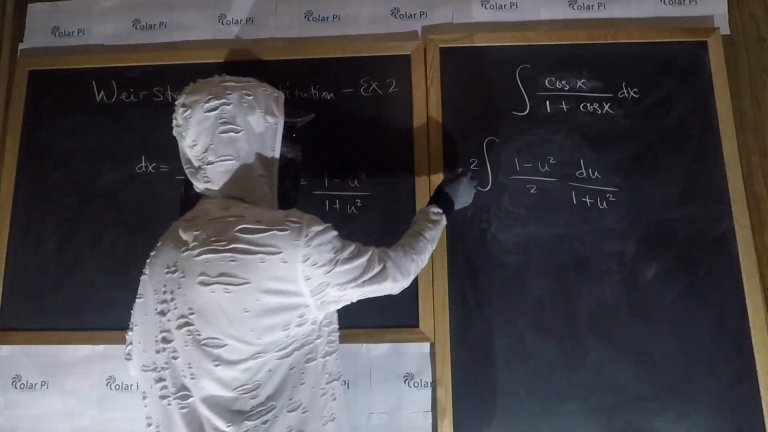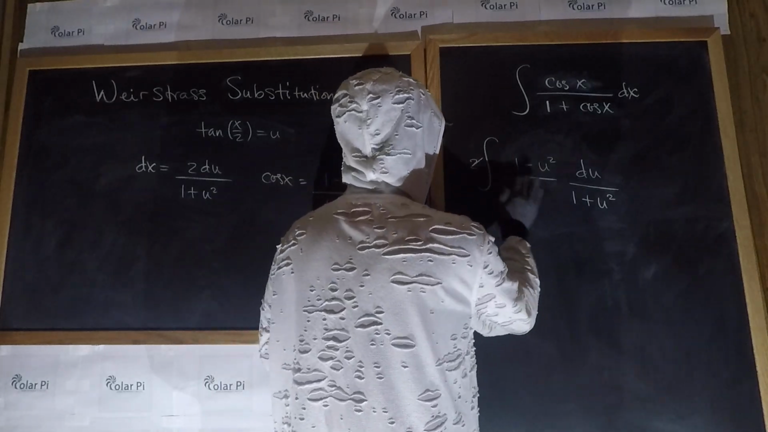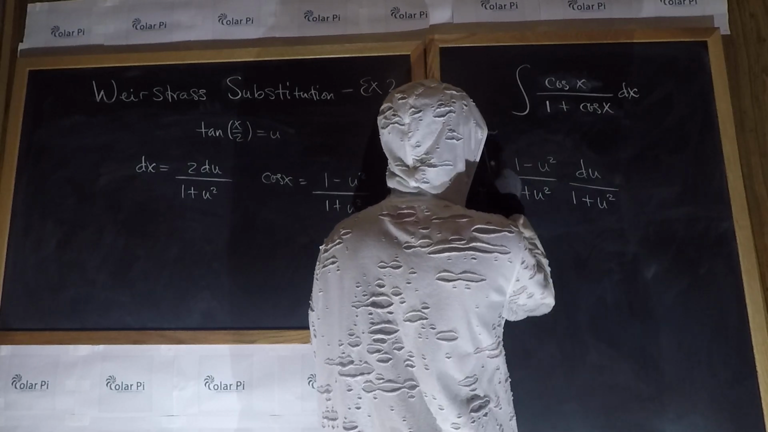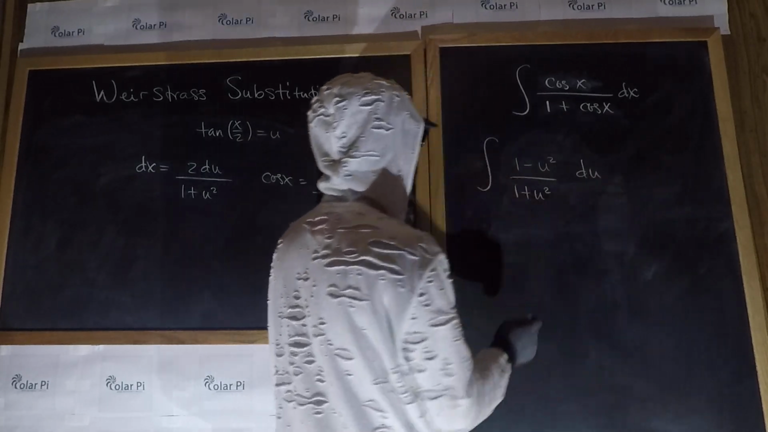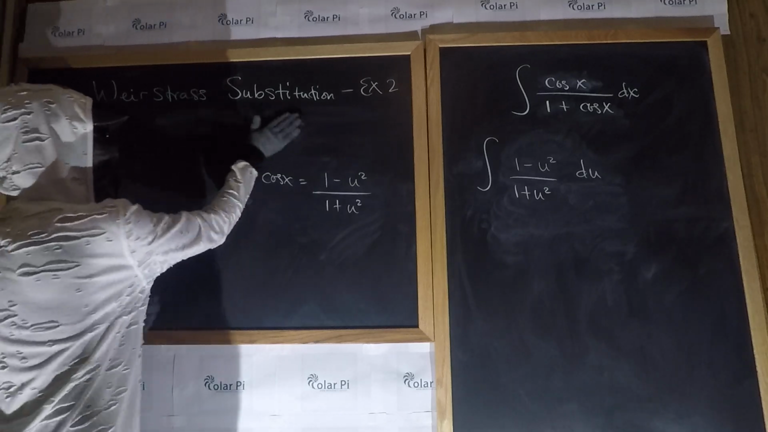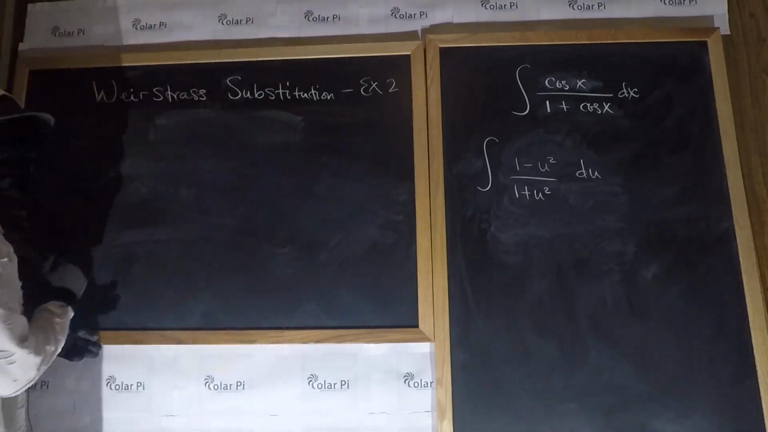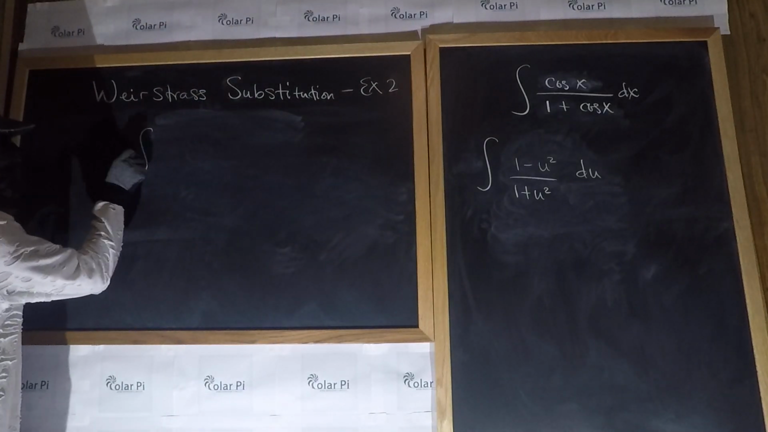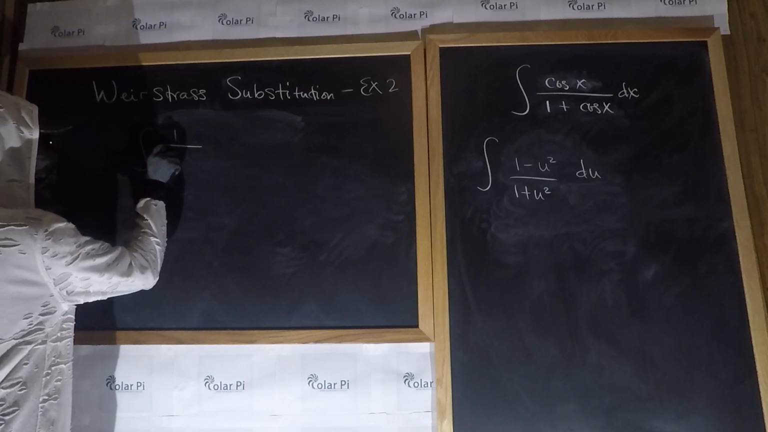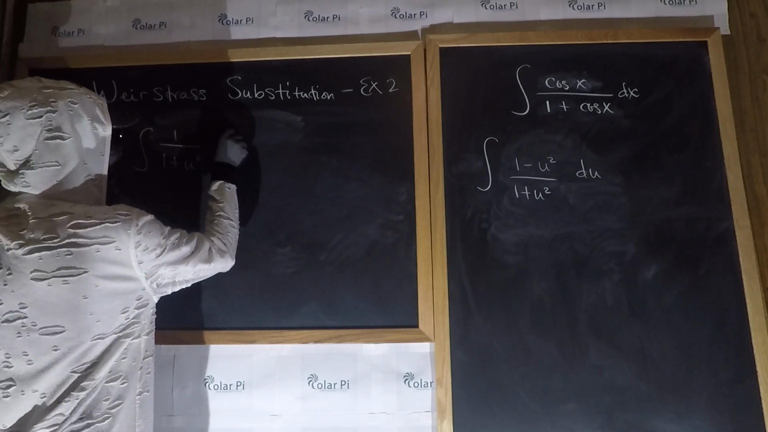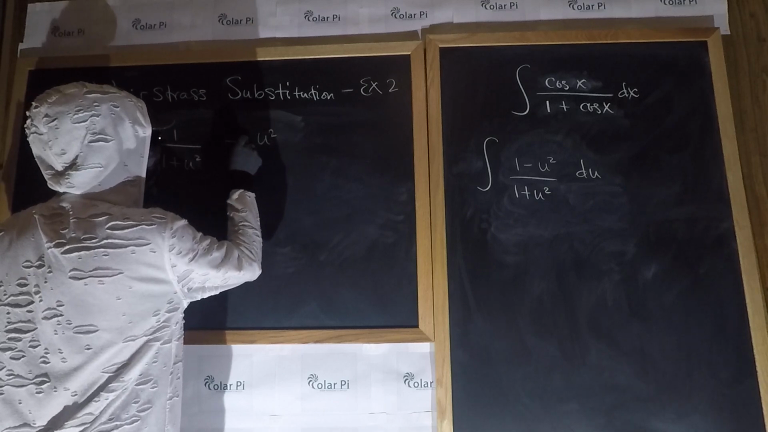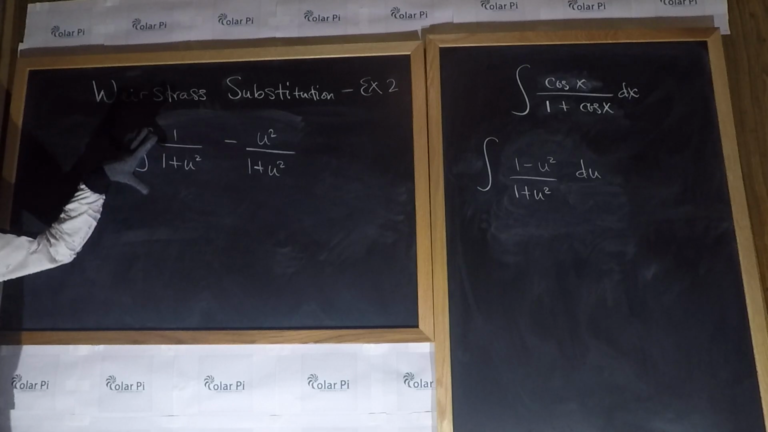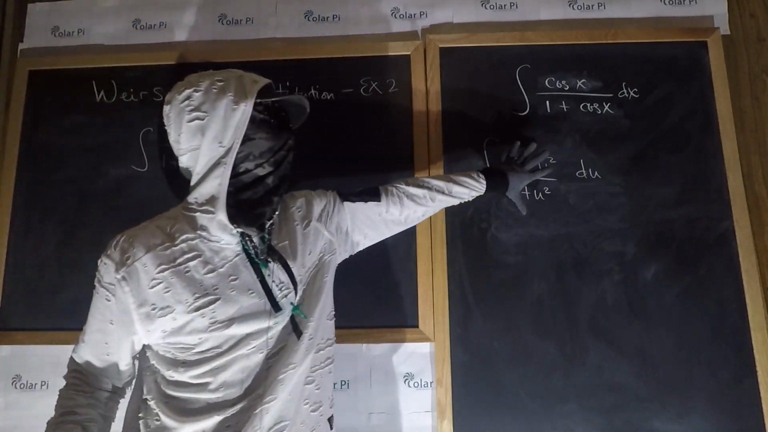So this happens: this 2 and this 2 cancel. So good, and we could write 1 plus u squared right here, and then get rid of it from there. So this is what we've got. Where to from there? Well, I think we should now write this integral as the integral of 1 over 1 plus u squared, and then minus u squared over 1 plus u squared, and then du. But this part should be easy to follow from what I have here.